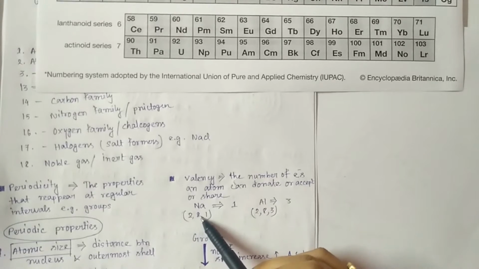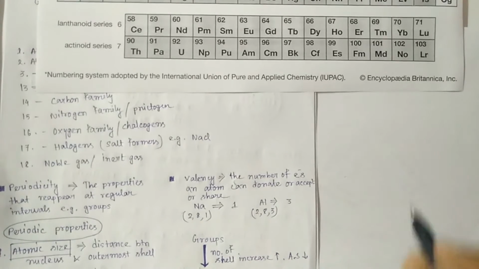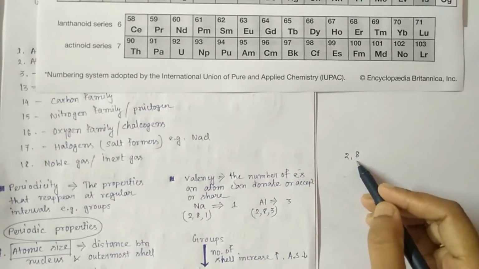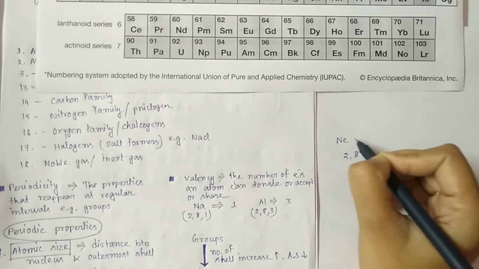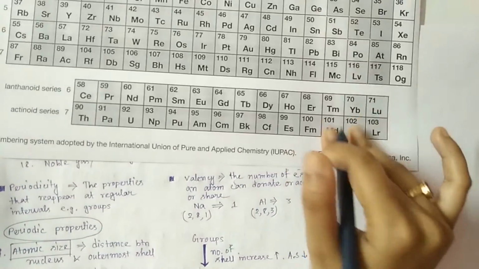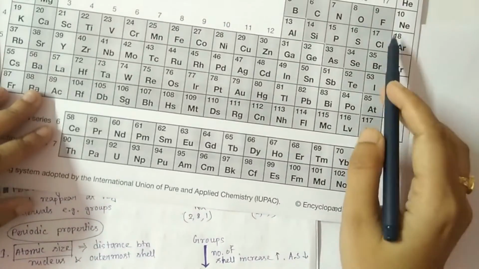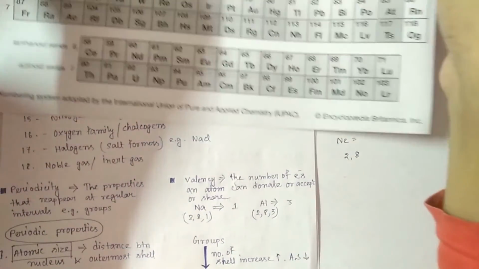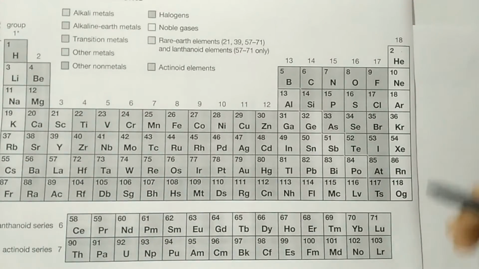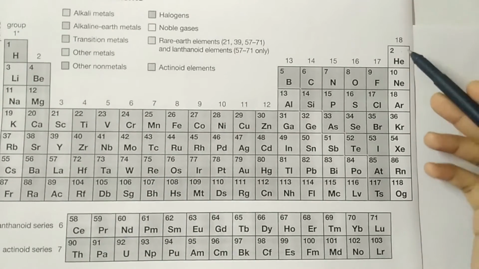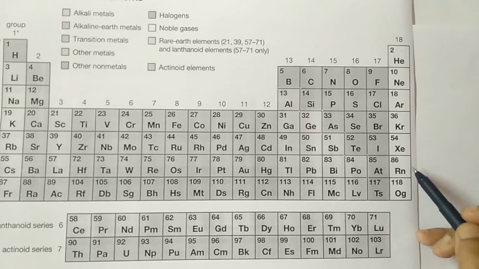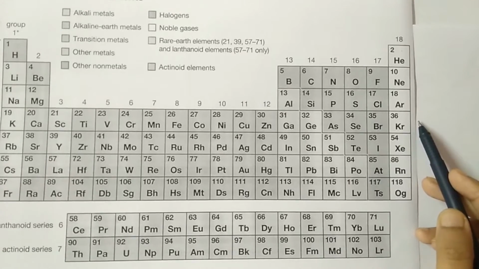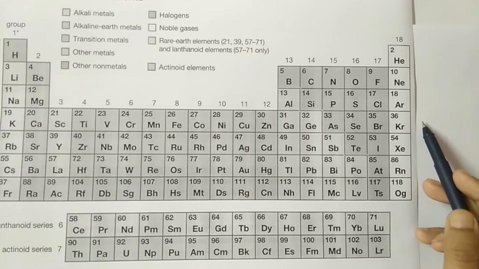If we think about the electronic configuration 2,8, we will find the same electronic configuration for neon. Neon is an inert gas. Do you know why it is an inert gas? Why are the elements of group 18 called inert gases? Because their electronic configuration is so stable that they do not want to react with other elements.